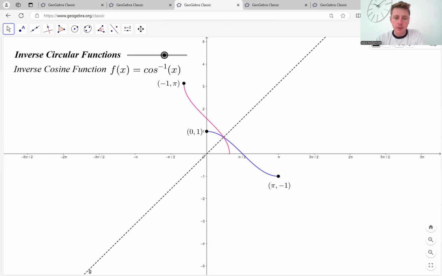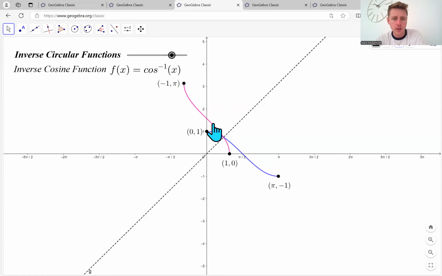Yeah, so just fix that up there. The point that was at (pi, -1) is now at (-1, pi). So that's that point over here. And similarly, this point here that was at (0, 1) is now going to be at (1, 0). So that's there. And yeah, you can see that these lines are reflected in the line y equals x.